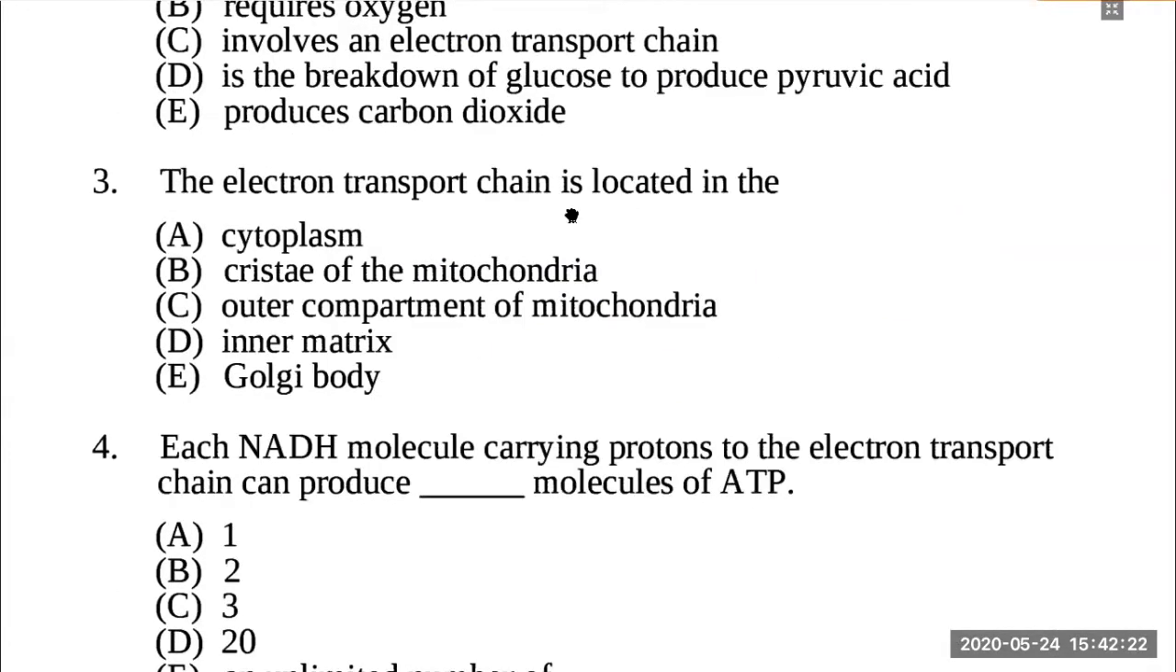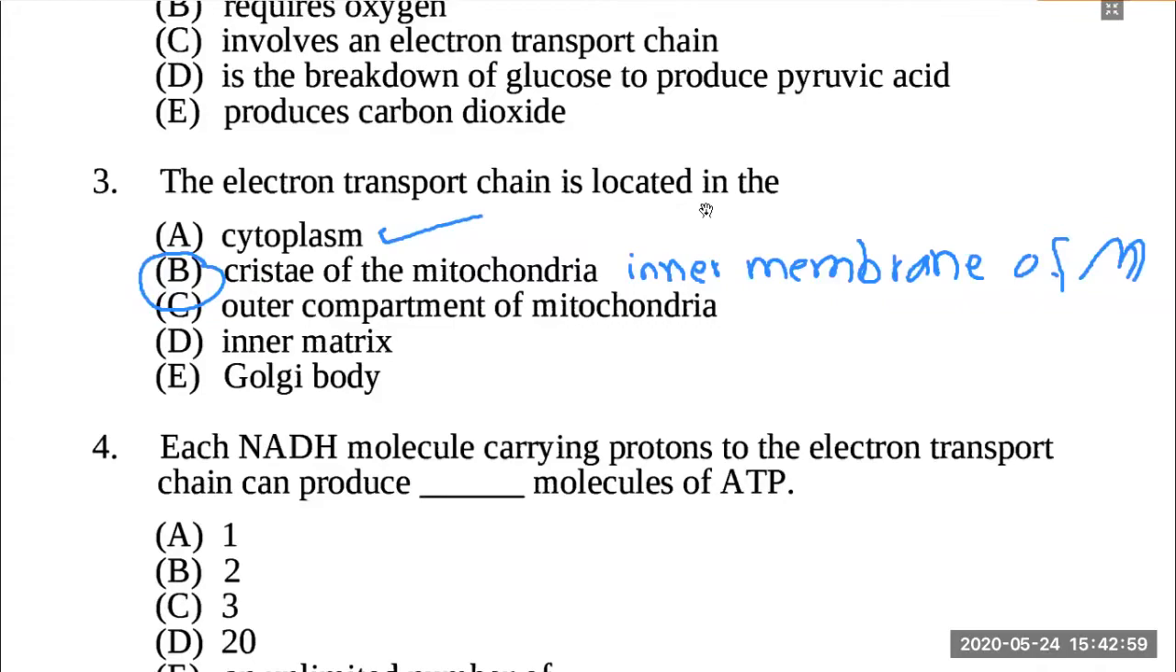The electron transport chain is located in. Where does this process take place? In the cristae of mitochondria. Yeah, it takes place in the cristae, or we can say in the inner membrane of mitochondria. Okay.